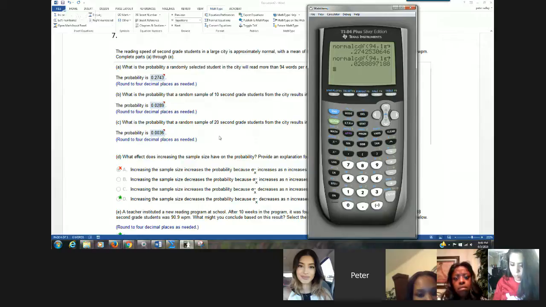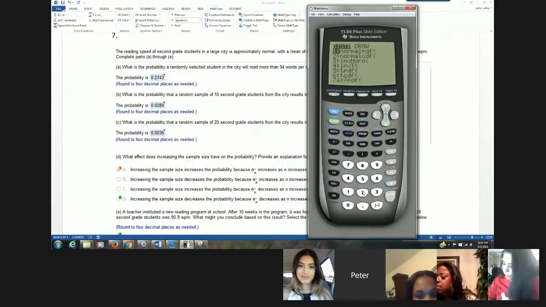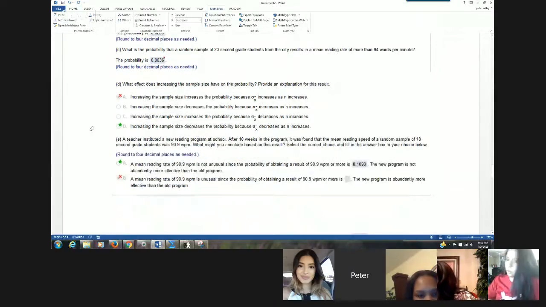And then in part C, they're changing the sample size to 20. So I'll go back to norm CDF and just change where I put the 10 to say 20. Everything else stays the same. And that's where they're getting that number. That's the first three parts. Then we get to part D. What effect does increasing the sample size have on the probability?